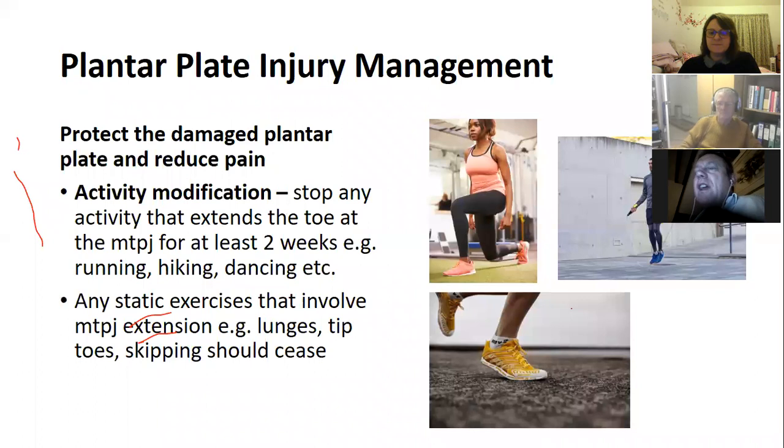Okay, continuing this. These are the activities you should avoid. So when you're looking to advise your patient, please, if they're into their sports or if they're into any of these type of activities, they must avoid them. So no running, okay? Whether you're a midfoot striker, a rear foot striker, it doesn't matter, because running often asks for a larger mid-tarsal joint break. Not always, but often, running might have been the straw that broke the camel's back. So running is to cease for at least 2 weeks.